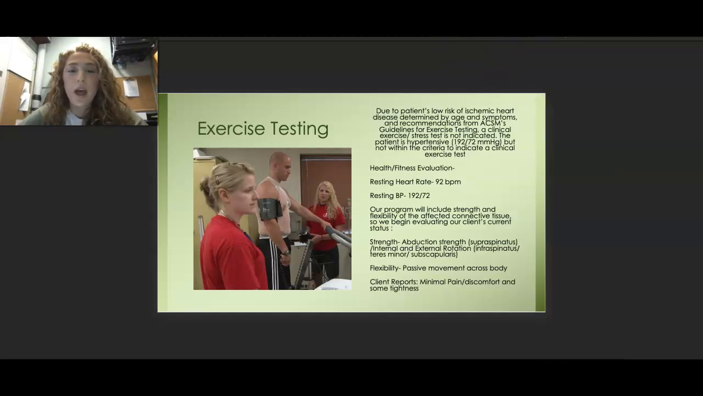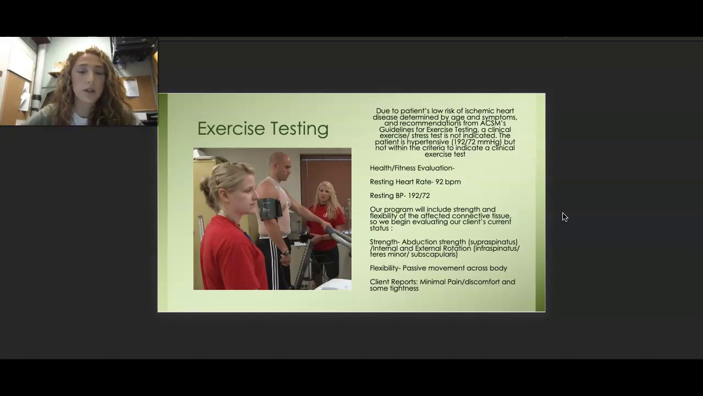Sorry about that. The health fitness evaluation, we found with a resting heart rate of 92 beats per minute, resting blood pressure of 192/72, we found that to be a relatively healthy range to continue, other than the slightly elevated blood pressure. So our program is going to include strength and flexibility of the affected connective tissue, so that's what we wanted to begin evaluating currently, and the status of that before we begin.